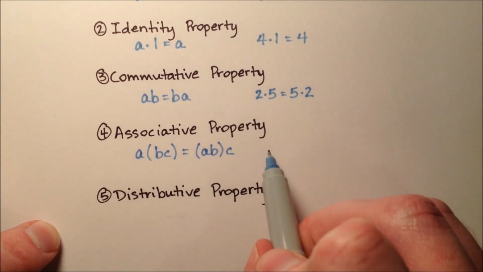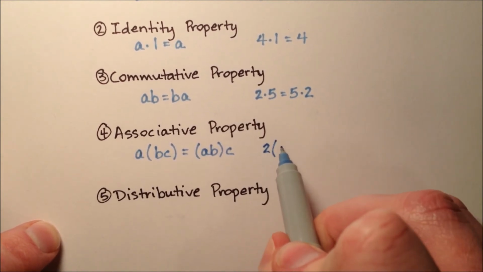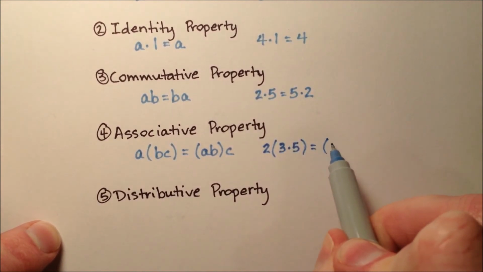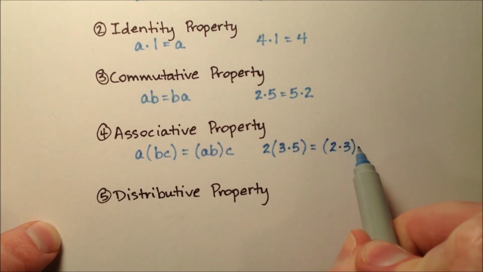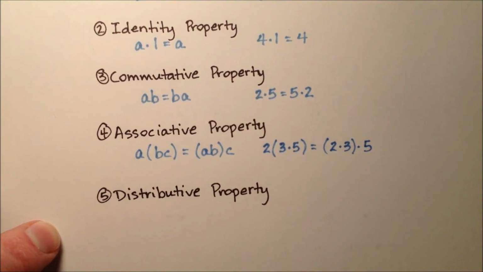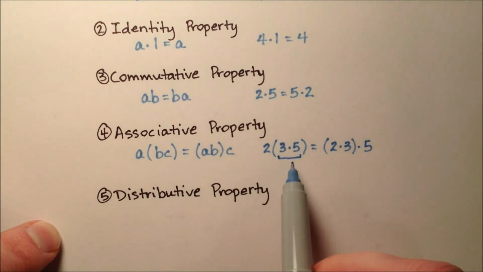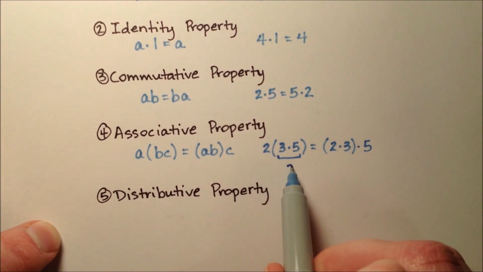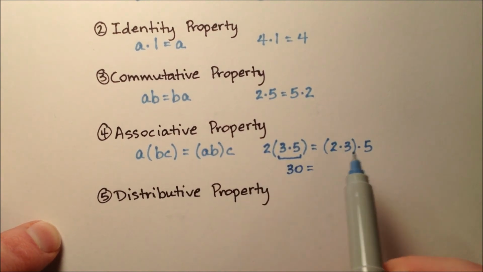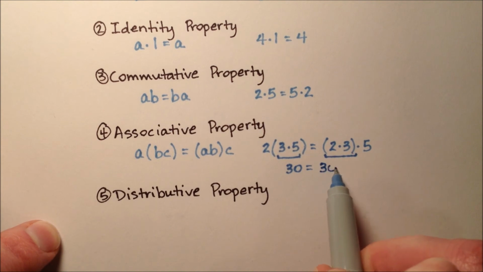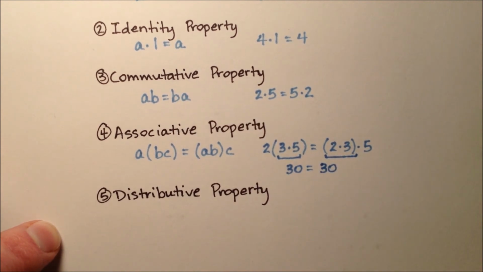So for example, if we had 2 times the quantity 3 times 5, that's going to be the same as the quantity 2 times 3, times 5. In the first one, 3 times 5 is 15. 15 times 2 is 30. In the second one, the quantity 2 times 3 is 6, and 6 times 5 is also 30. Notice when we group the numbers differently, it does not affect the answer.